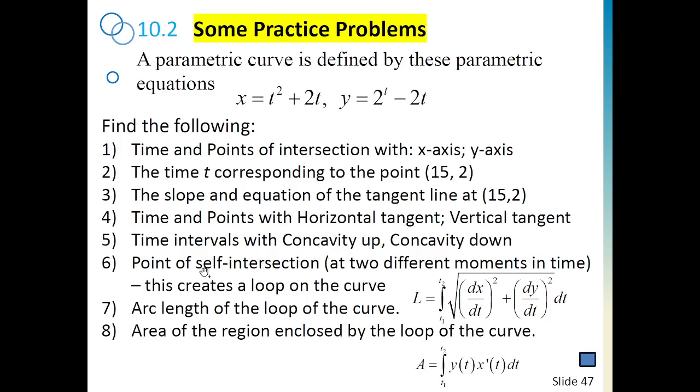And in this particular case, the curve is creating a loop, so it is intersecting itself. So we would like to find, if possible, coordinates of the point where the intersection happens, and the two moments in time where this intersection happens. So that's a challenging request. And then we would like to maybe have an arc length of the loop, because we have a loop here. So how long is the loop? What's the length of the loop?